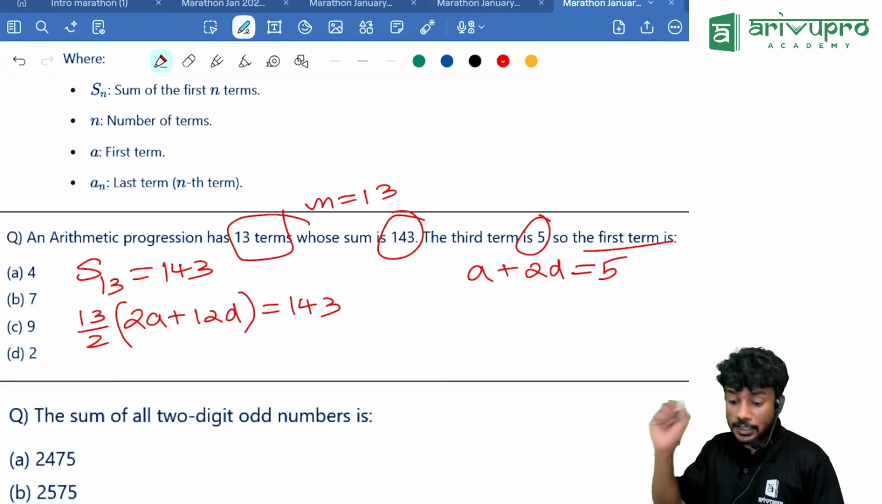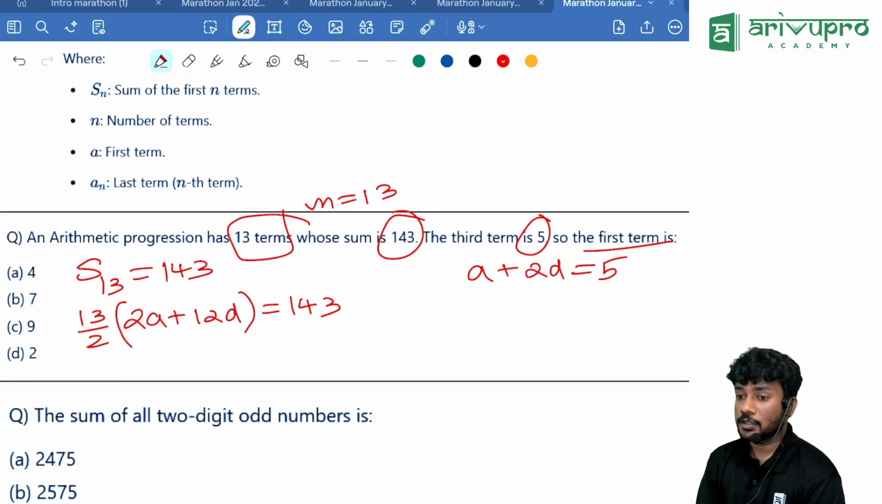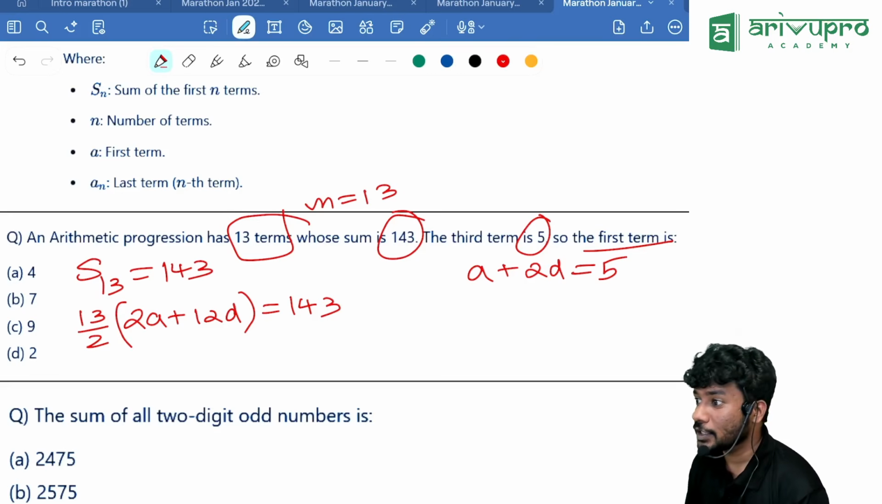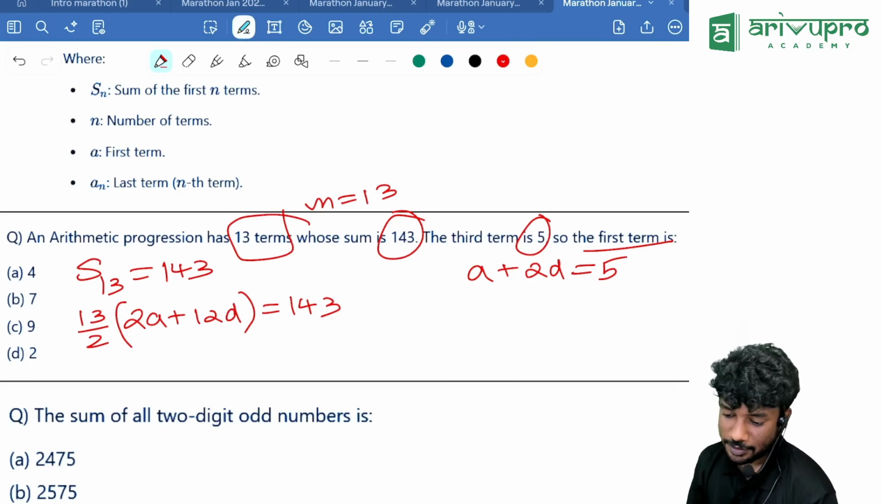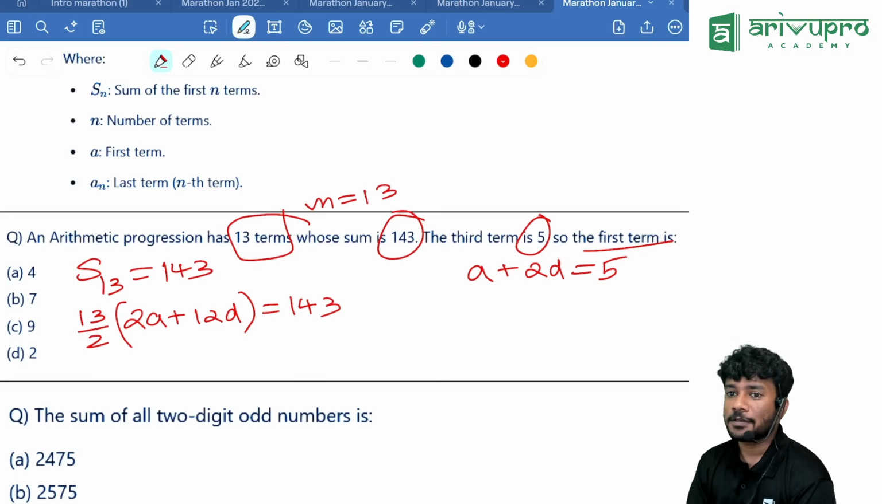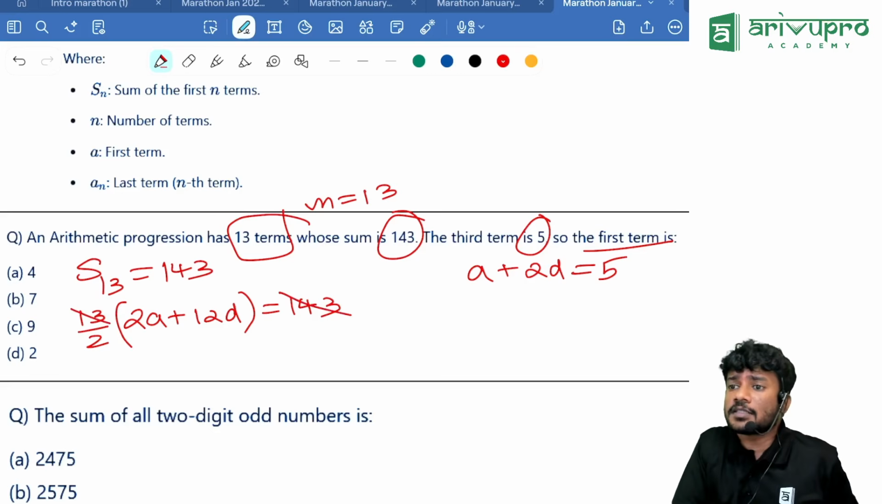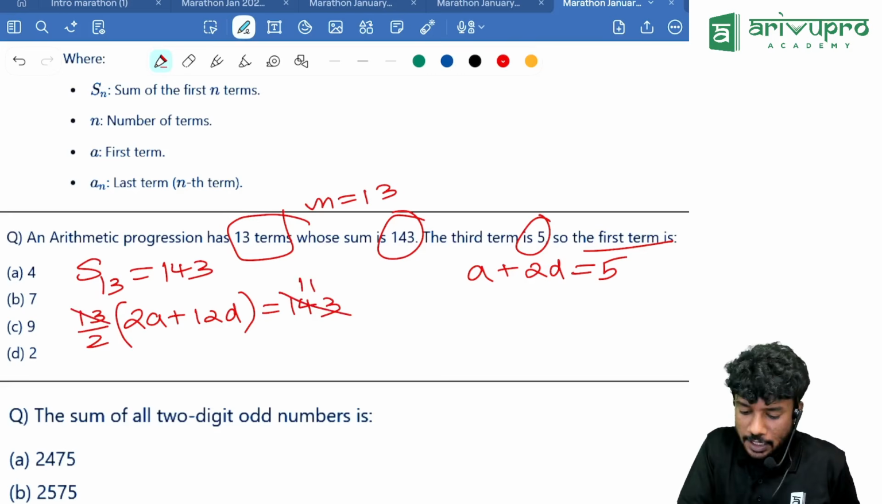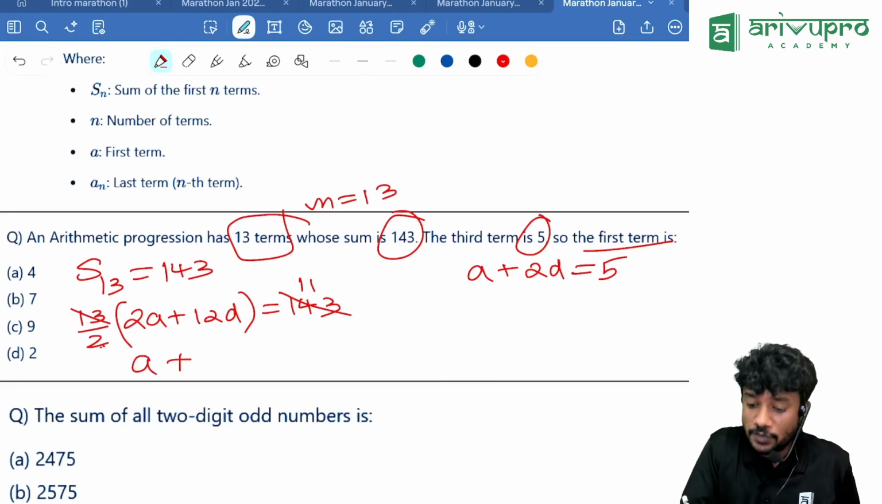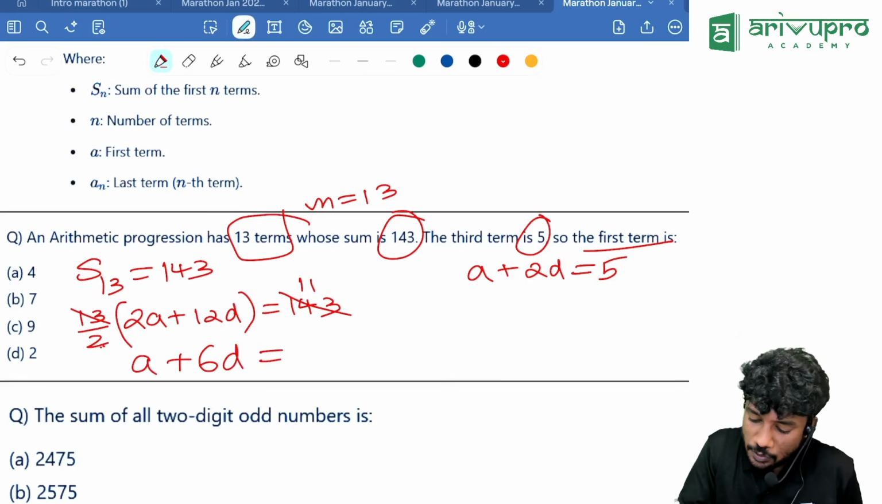Yes, someone told, you can take 2 common. Yes, we can do that. Or you can put a is equal to 5 minus 2d and substitute. One more thing I can do to make it a little more convenient: 13 and 143 will get cancelled, that is 11. If I open the bracket with 1 by 2, 1 by 2 into 2a is a, plus 1 by 2 into 12 is 6d, is equal to 11.